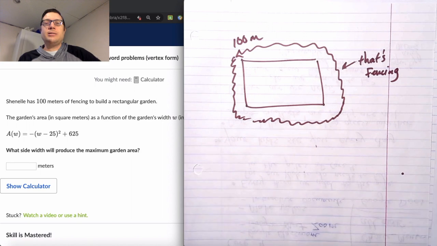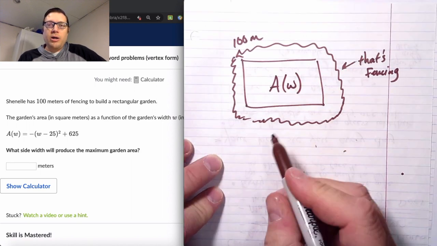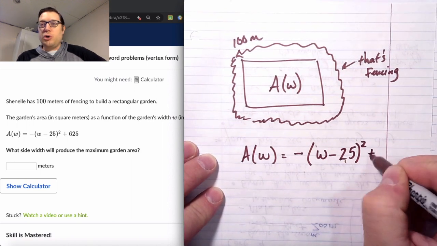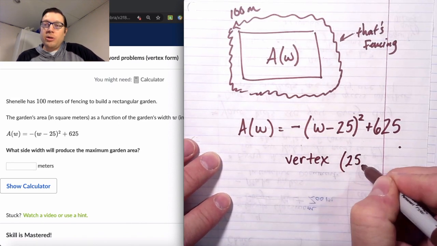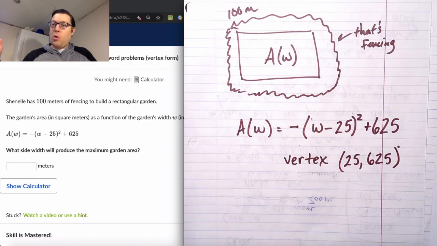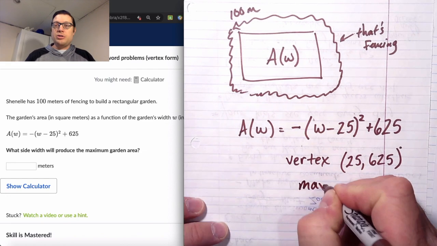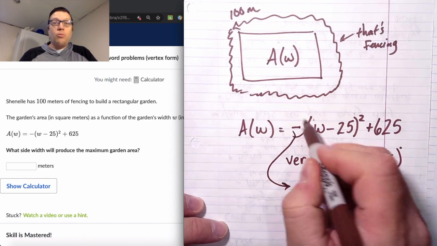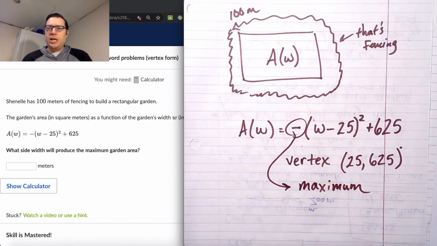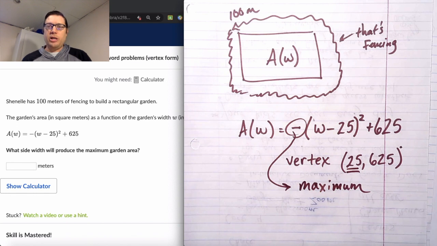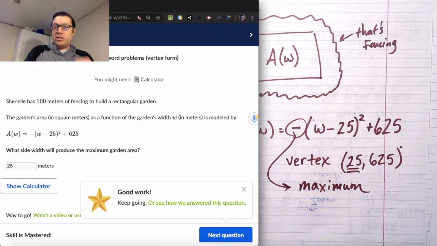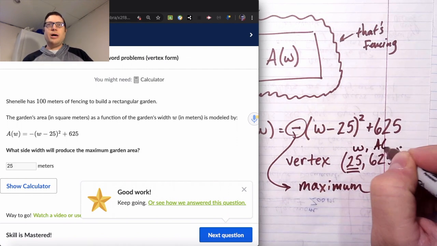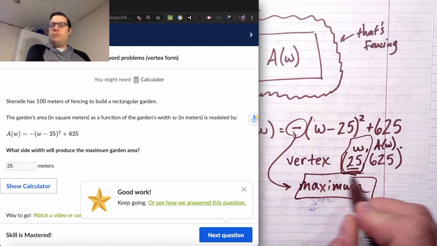So in this case, we have a situation where Chanel is looking to fence a rectangular garden. She's got 100 meters of fencing, and there's this formula, for whatever reason she acquired it, that allows her to relate the area of the garden to its width. And in the structure of vertex form, if we can see something in parentheses, that negative 25, specifically the 25, is the location of the maximum.